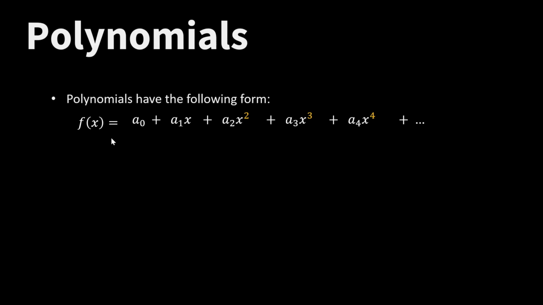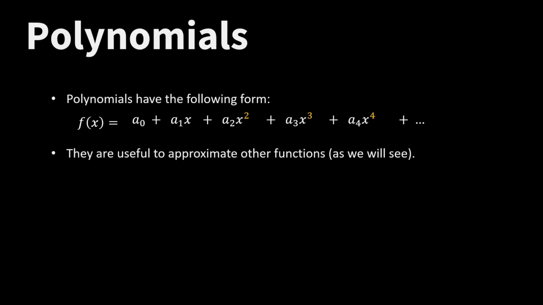Polynomials are functions of the form a0 plus a1 times x plus a2 times x squared plus a3 times x cubed plus a4 times x to the 4 and so on. The ai are constants and are called the coefficients of the polynomial. Polynomials are very useful because we can approximate other more complicated functions, and polynomials have very simple derivatives.